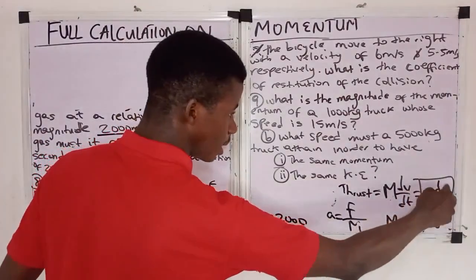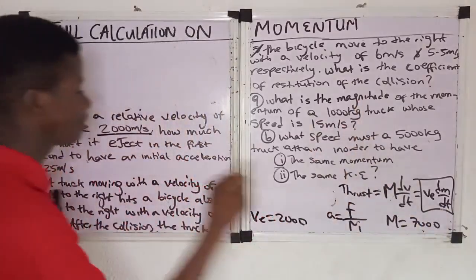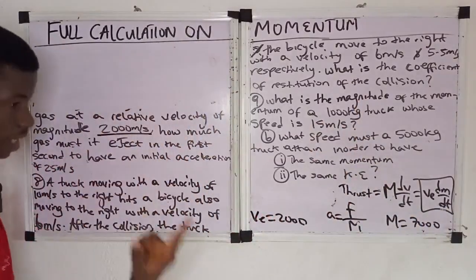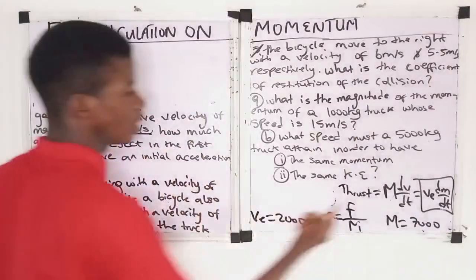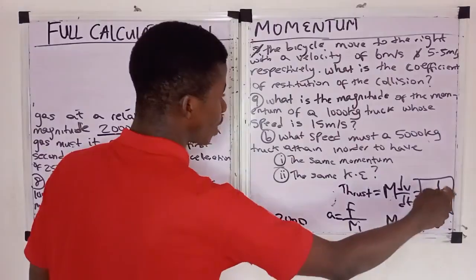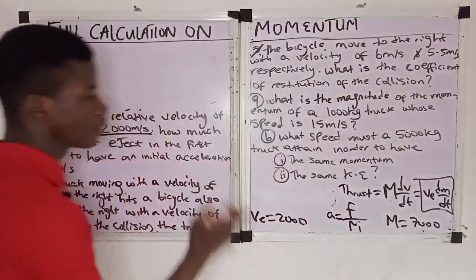So we're looking for dm, and the time is 1 second. Remember, they say the first second, that is 1 second. How much gas must it eject in the first second? So we are going to use this. We are looking for dm.